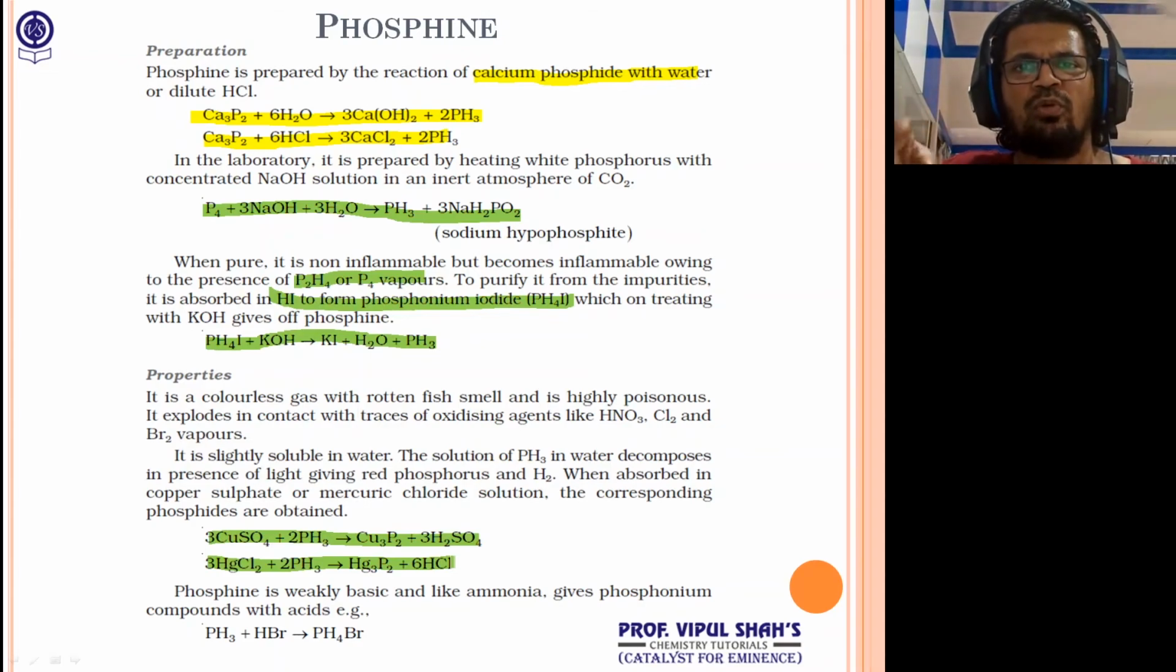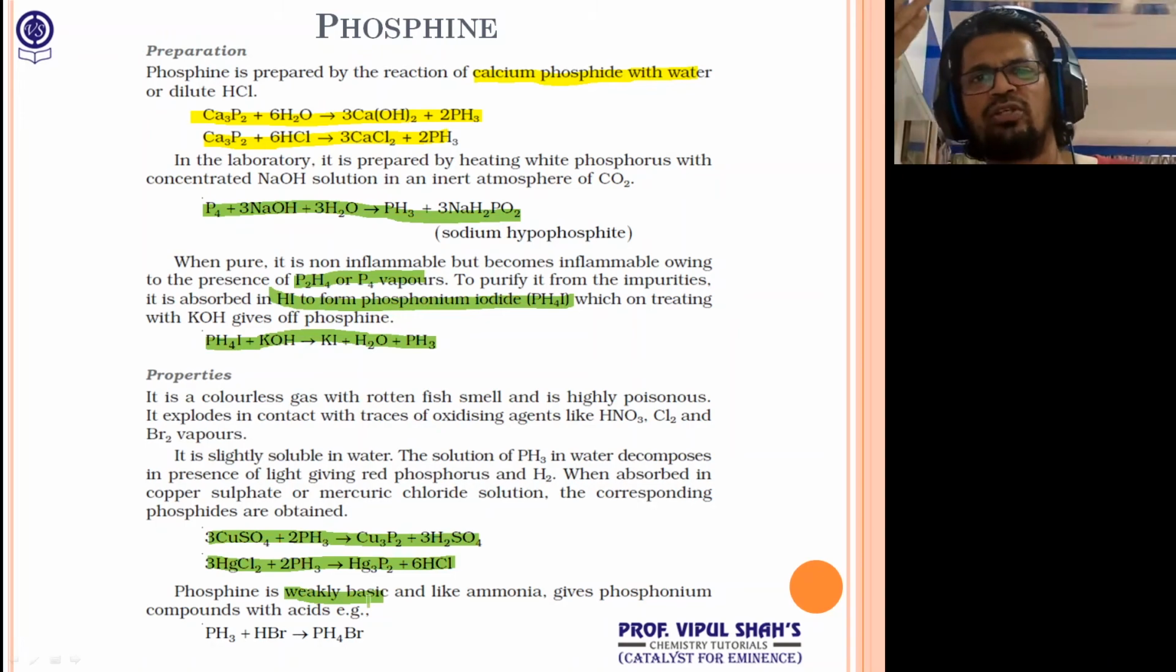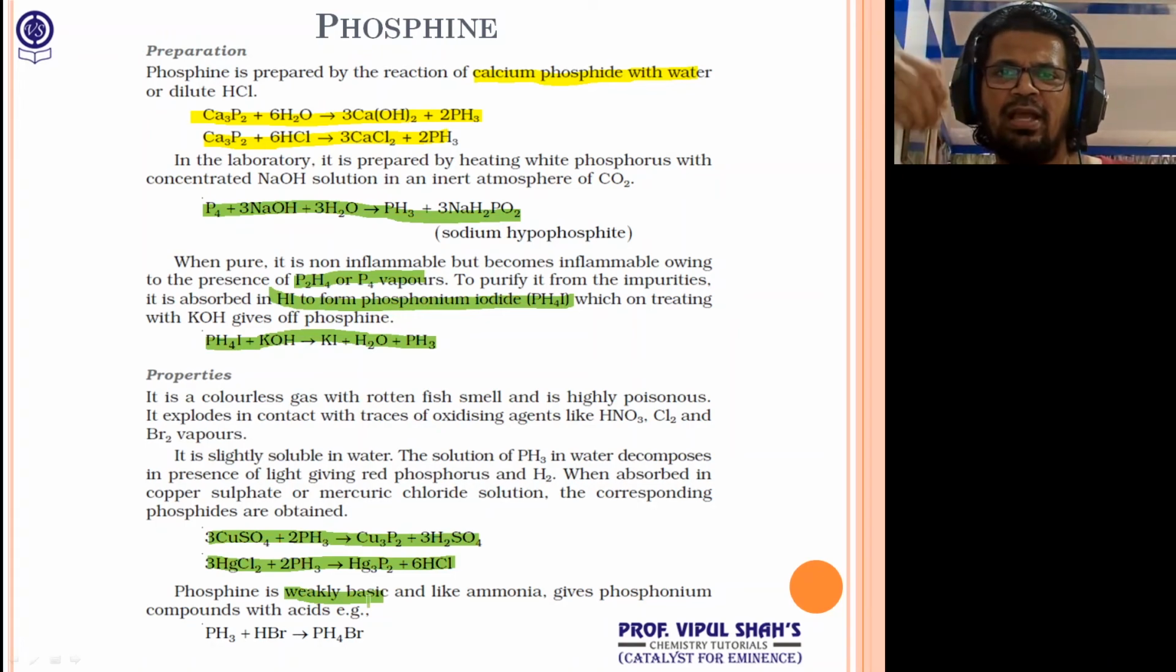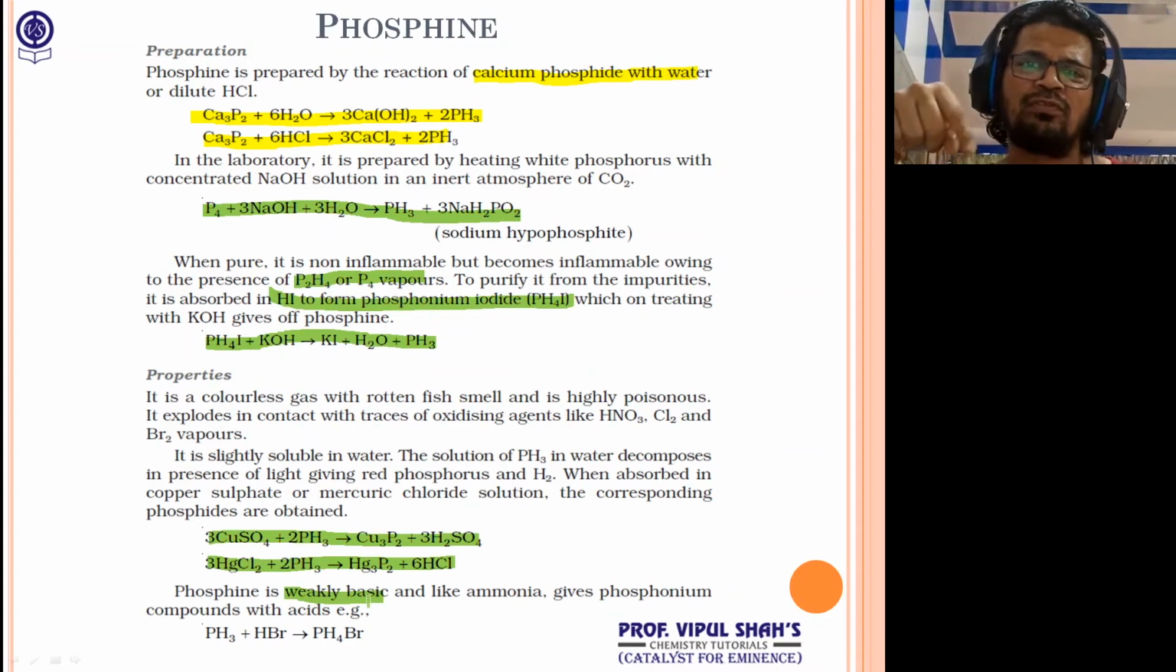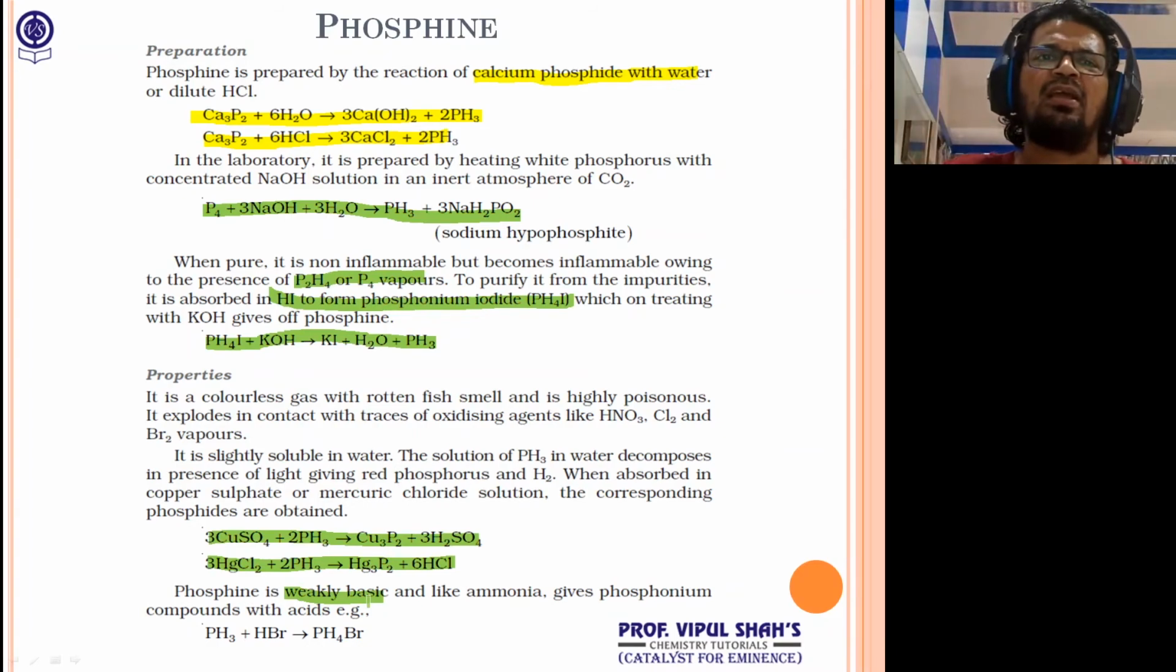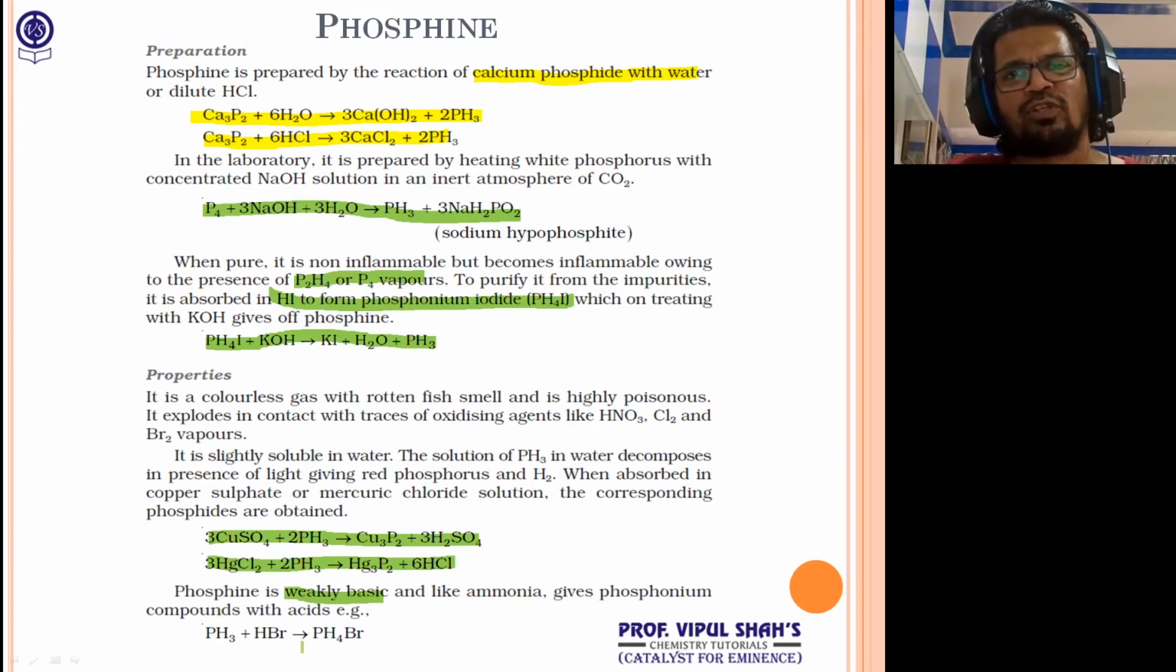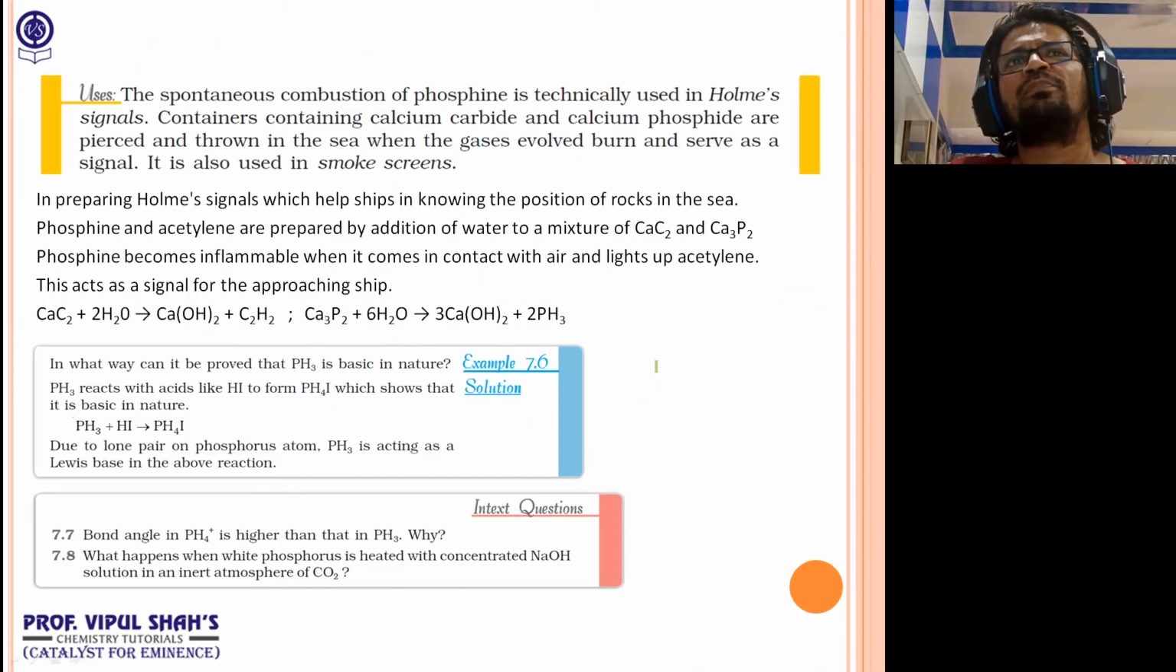So you are converting phosphine to its phosphide, and it is weakly basic. In fact, we discussed this in the periodic table: nitrogen, phosphorus, arsenic, antimony, bismuth and moscovium. Down the group, the basic character decreases. So ammonia is most basic, then comes phosphine. So phosphine is weakly basic, and it gives its compound PH4Br, that's phosphonium bromide. So that's about phosphine.